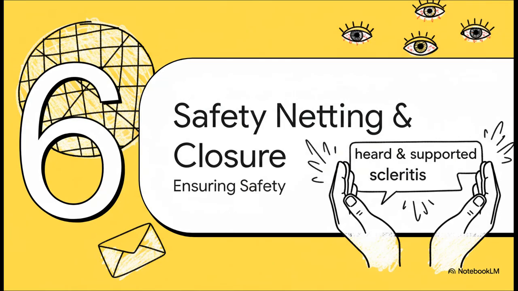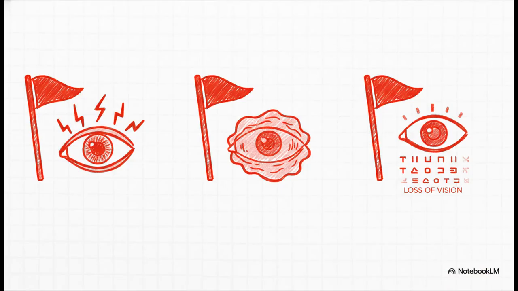And finally, safety netting and closing the consultation. You need to give the patient clear what-if instructions and make sure she feels confident in the plan. Your safety netting advice has to be specific. Tell her she needs to come back or go to A&E immediately if the pain gets worse, if the redness or swelling increases, or if she notices any change in her vision, especially any loss of vision.